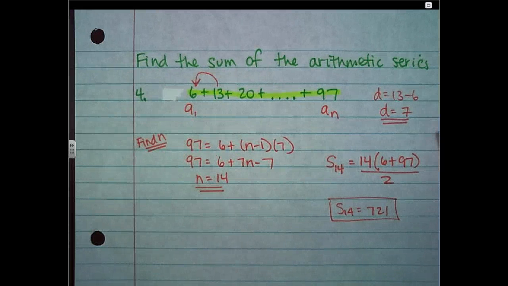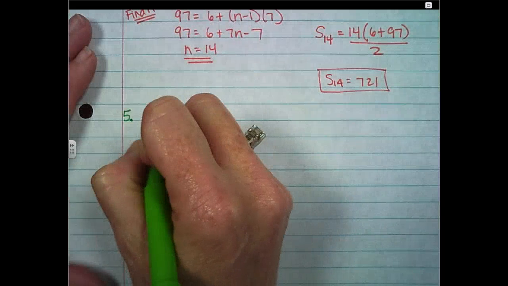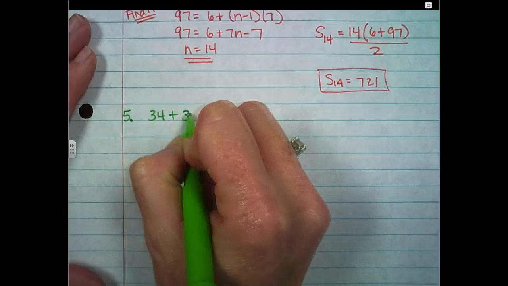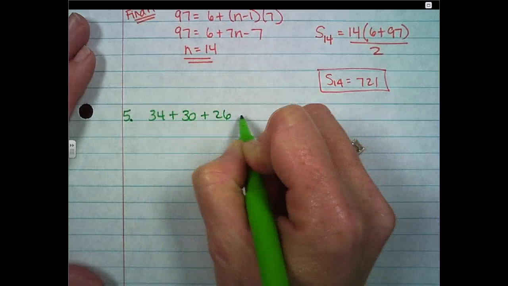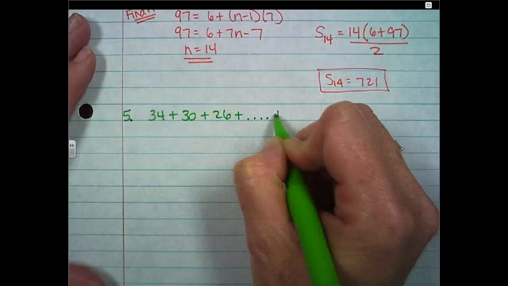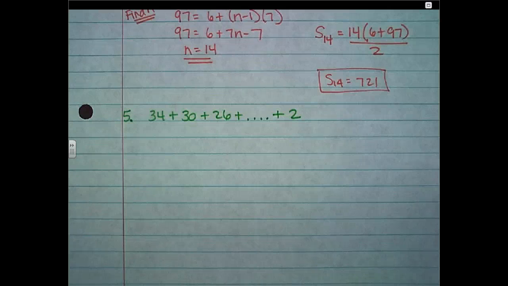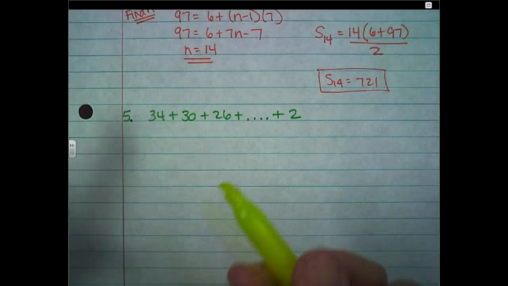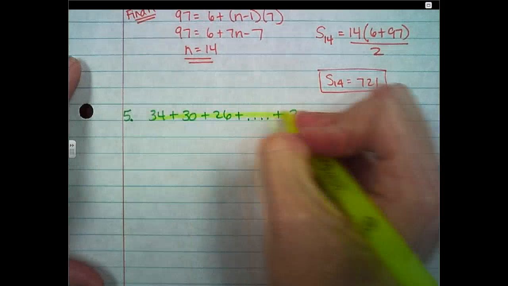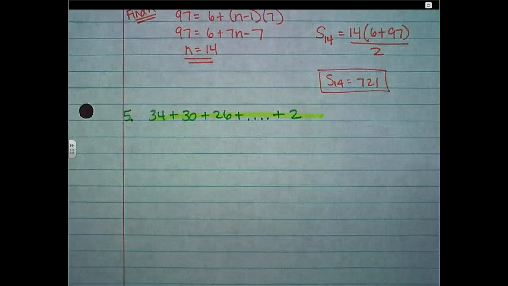Okay, number 5. Let's try it. 34, 30, 26. Notice how these have pluses in the middle instead of commas? Okay, that's the only difference from yesterday, or Friday and today. That's why this is called a series instead of a sequence. It's just the way it's represented. Okay, and the directions are the same. Find the sum. So let's list what we know.